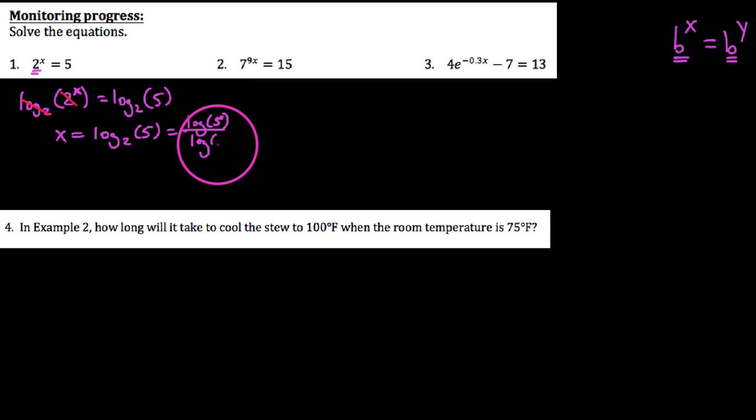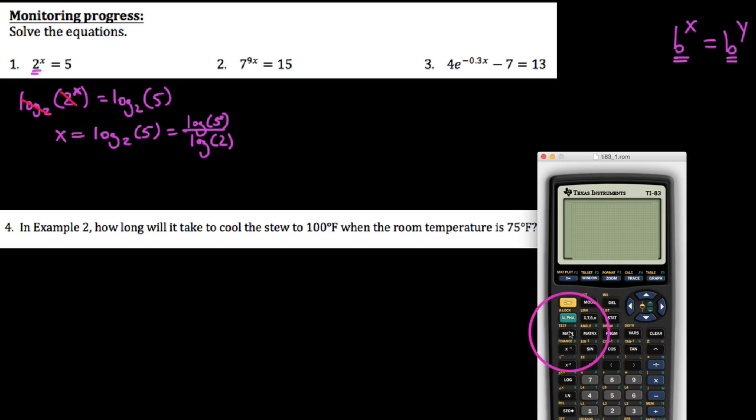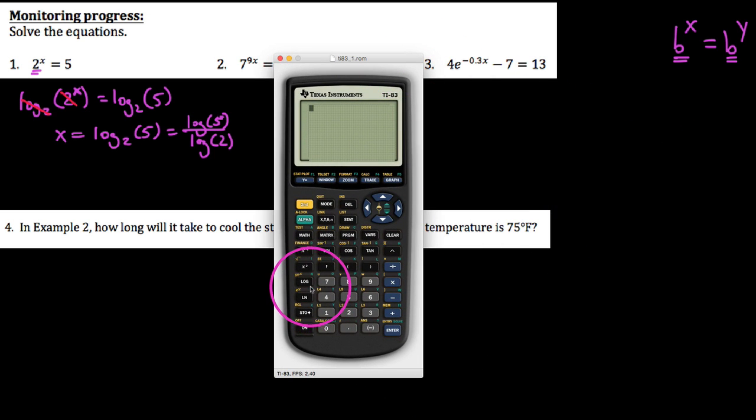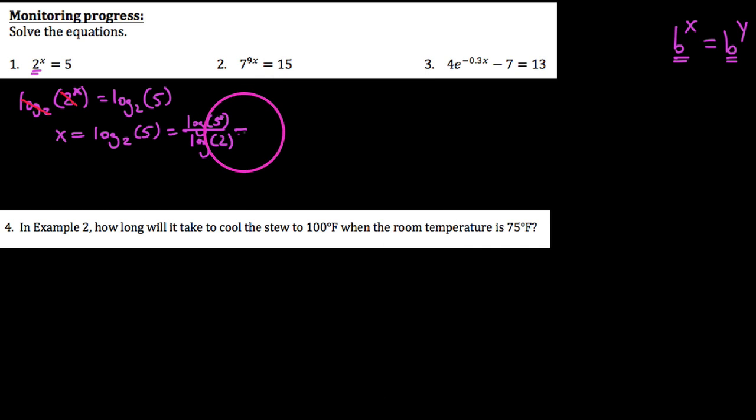We'll just check this out on the calculator right here. So let's go ahead and take a look. Log 5 divided by log 2. We get approximately 2.322-ish. So we're going to go ahead and write that down.